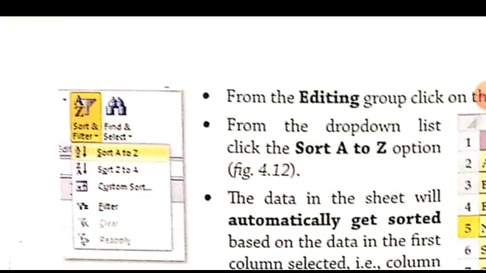So here also, as soon as you click on the Sort and Filter option in the Editing group, a drop down list will appear which will show you all the options which can be chosen regarding Sort and Filter. So from the drop down list, what do you have to select? We have to select from the first two options. Either you select Sort A to Z, or you can select Sort Z to A.